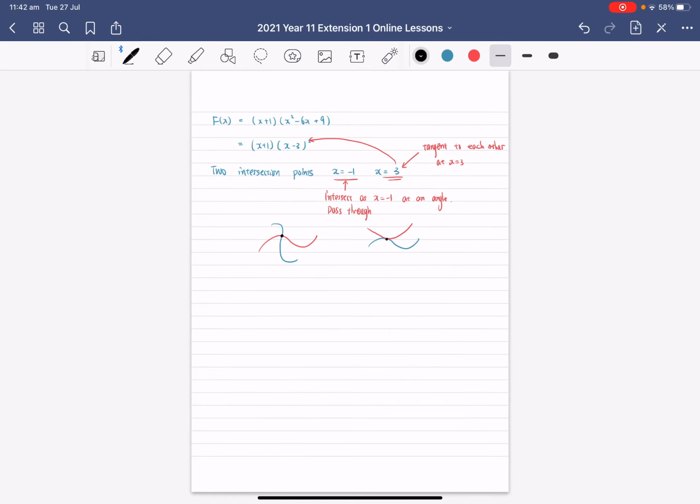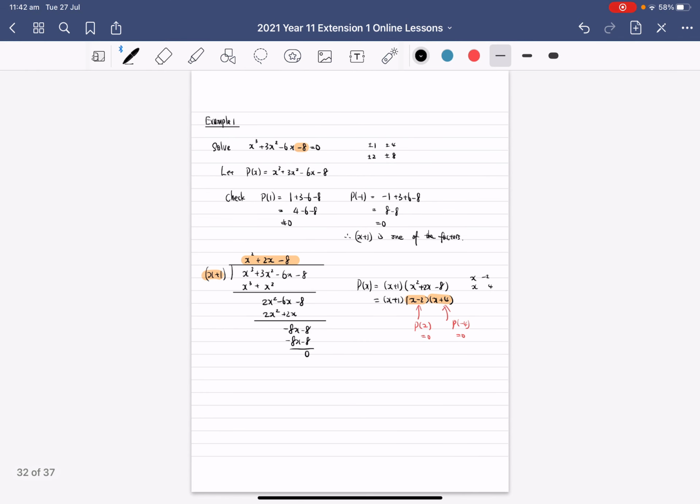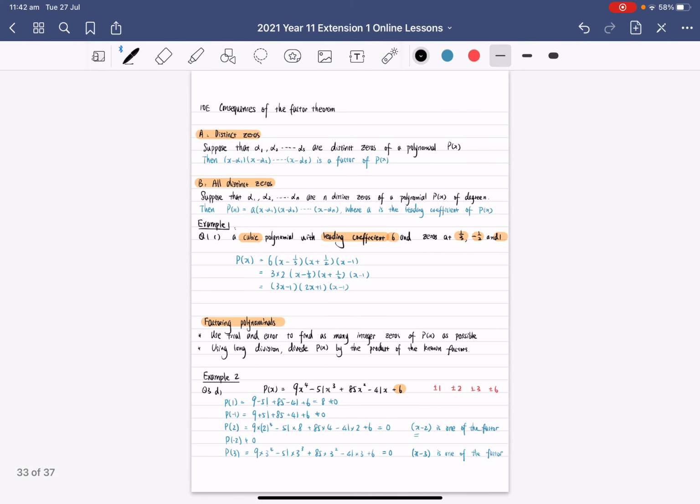All right, so that's all for this lesson. It's a pretty long lesson describing all the properties of the polynomials, and I really hope that everyone enjoyed the lesson.